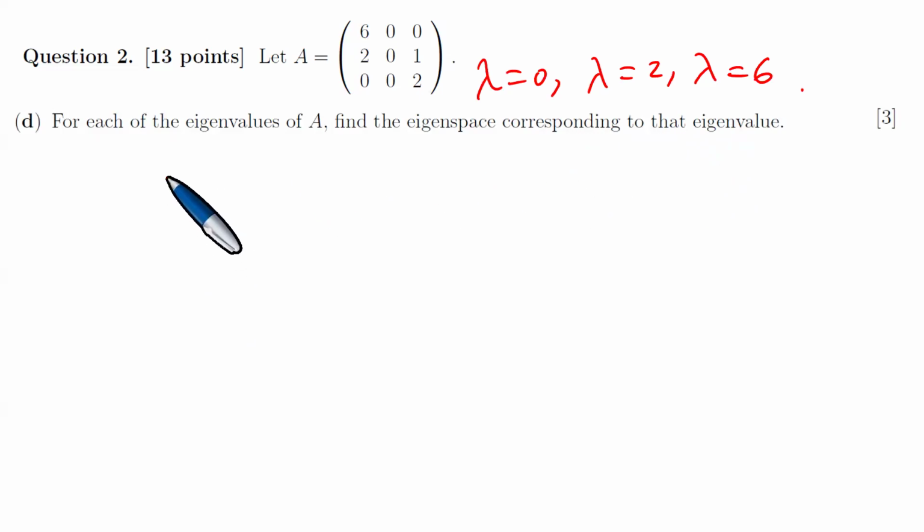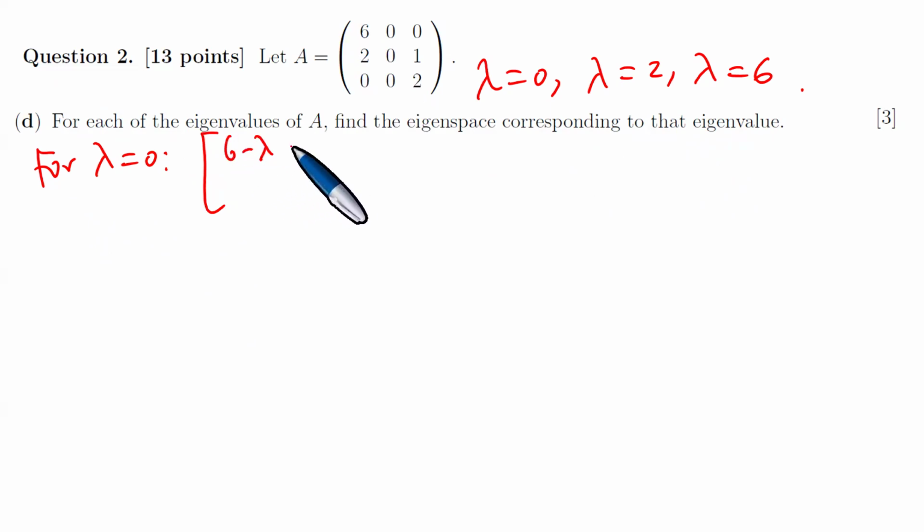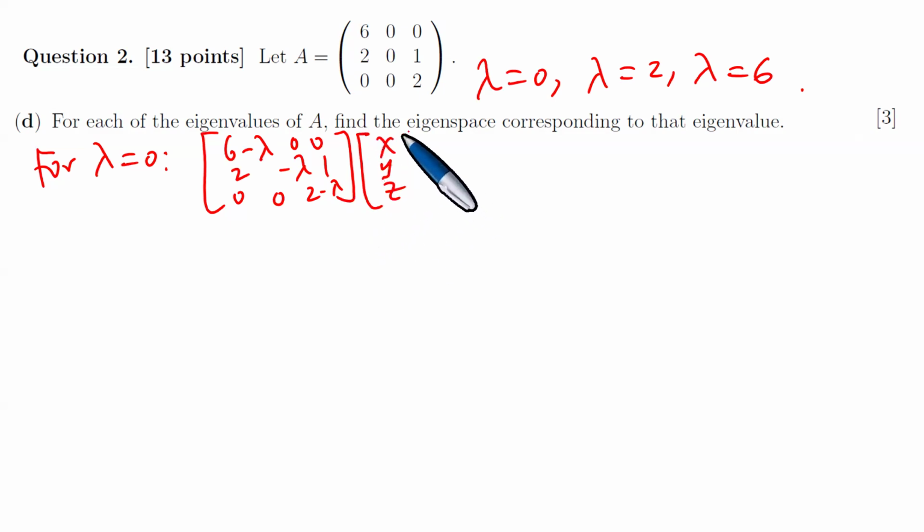Now, with this, then, let us start. For lambda equals 0, doesn't matter which one you start with. Right, for lambda equals 0, you remember the matrix we got, so it would be 6 minus lambda, 0, 0. And then you have 2 minus lambda. I'm just writing the general matrix, 0, 0, 2 minus lambda. And then now here you can write this one x, y, z, or any variables that you have.